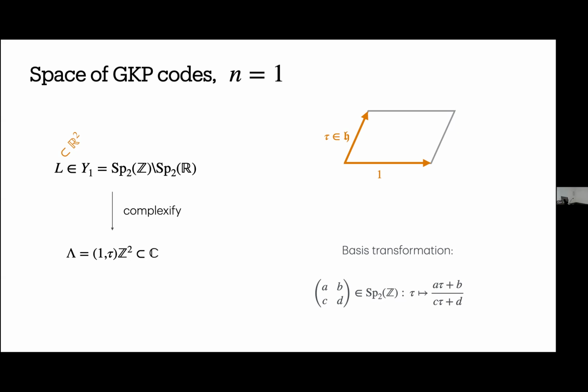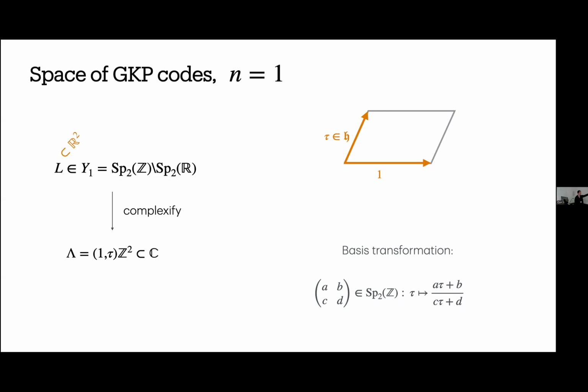So we fix one of the basis vectors to be 1, and the other basis vector is some complex number where the imaginary part is non-zero. And without loss of generality, we simply fix this second complex number tau to be in the upper half plane. So we have this one index in the upper half plane that fully captures the whole structure of the lattice. What do basis transformations do to this reparameterization?